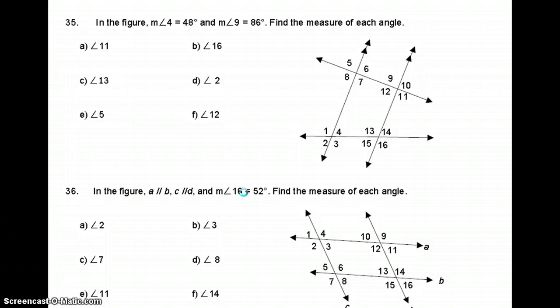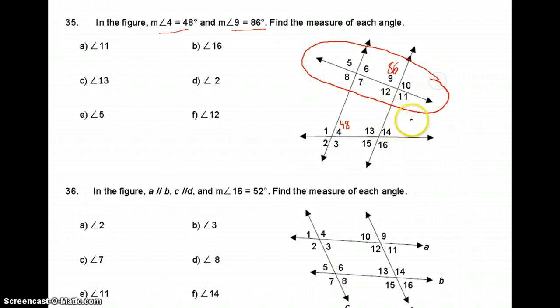In the figure, measure of angle 4 equals 48, measure of angle 9 equals 86. Find the measure of each angle. Okay, first things first, let's put this information into our drawing. Angle 4, 48, and angle 9 is 86. Okay, now, the parallel lines are here. This is a transversal, and this is a transversal. That's important, because we need to know which angles are going to match up.